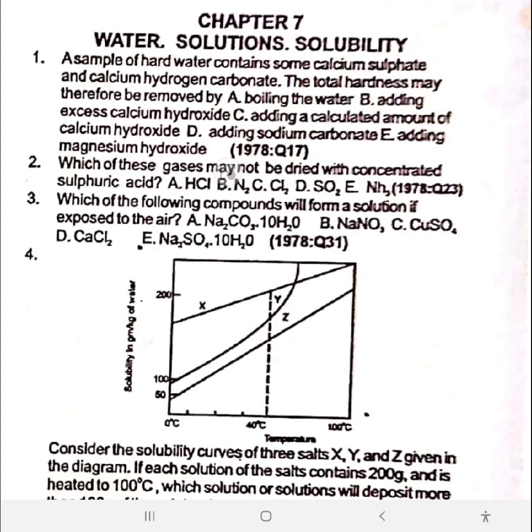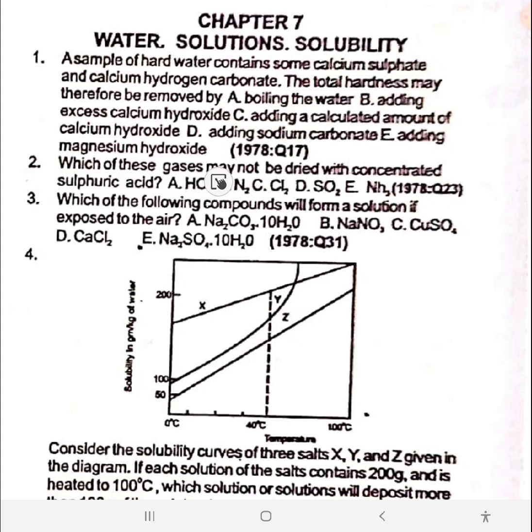Number 2, temporary hardness can be removed by boiling or using slaked lime. Slaked lime is Ca(OH)2. So let's go straight to this. Number 1 is option D, adding sodium carbonate. So one way to remove total hardness would be adding sodium carbonate.